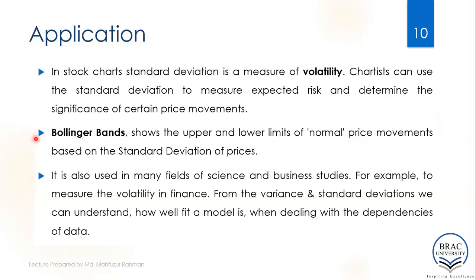Bollinger Bands, a very popular type of chart, show the upper and lower limits of normal price movements based on the standard deviation of share prices. It's also used in many fields of science and business studies. From the variance and standard deviation, we can understand how good a model is when dealing with the dependencies of the data. Here the model refers to the regression model, which we are going to learn later.